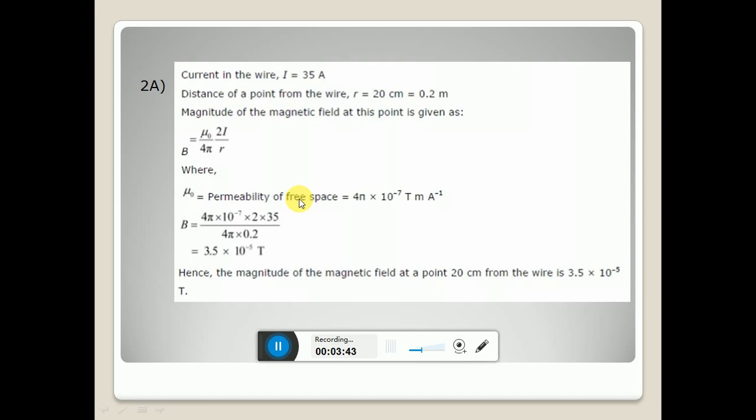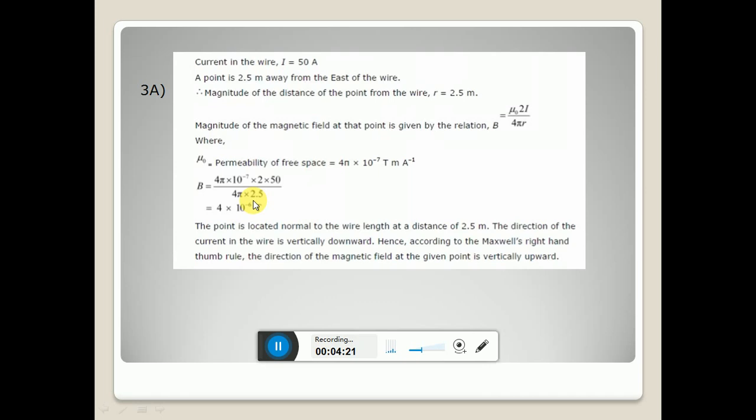This is the answer for the second one. A current of 35 amperes is flowing through a wire, and the distance from the point where we have to find the magnetic field is 20 centimeters. Again, we have to convert it into the MKS unit, whose value is 0.2 meters. So the magnitude of the magnetic field is mu naught I by 2 pi r, or mu naught by 4 pi into 2 I by r. You can use any one equation to find the answer for the magnetic field. The answer you get here is 3.5 into 10 power minus 5 Tesla.